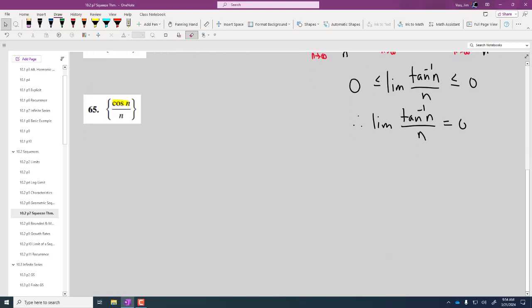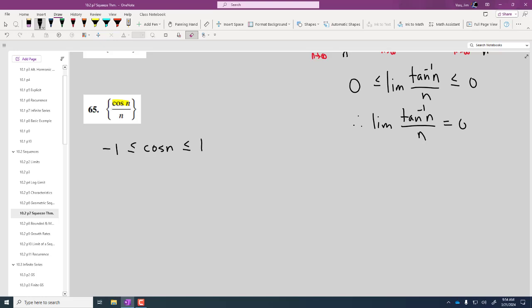So it proves it to us, but this should add to our intuition. If we have a numerator that's bounded and the denominator is growing, the fractions have to go to 0. The limit has to be 0. What are the bounds for cosine of n? 1 and negative 1. So we're going to do the same type of thing.